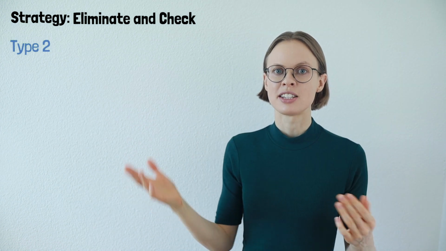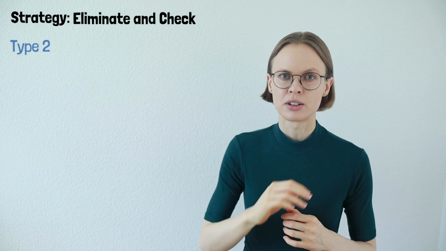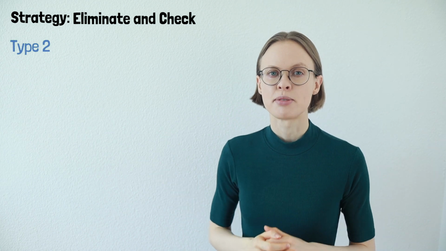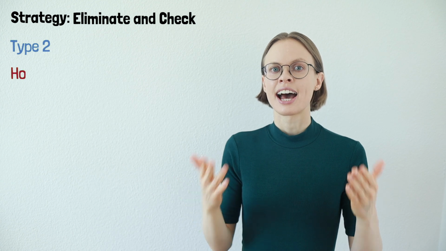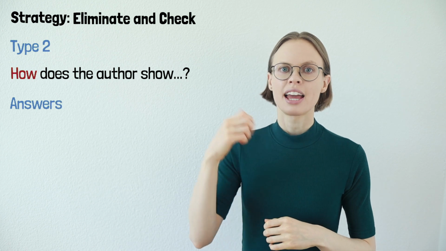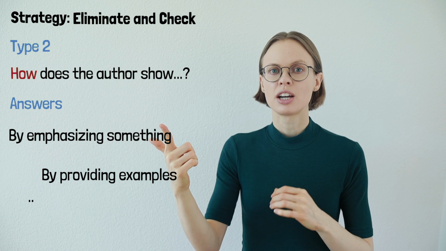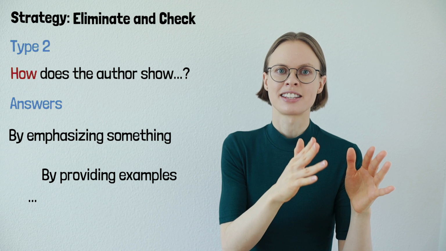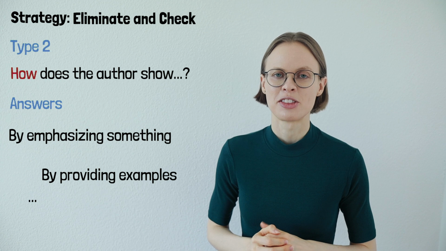What you have to do is you go to the first answer choice, you read it, and then you go to the relevant part of the passage and you check, does this answer appear in the passage? For example, if the question is, how does the author show something? And the answers are by emphasizing something and by providing examples. You go to the passage and you look, okay, does the author emphasize something in the passage? Does the author provide examples in the passage?